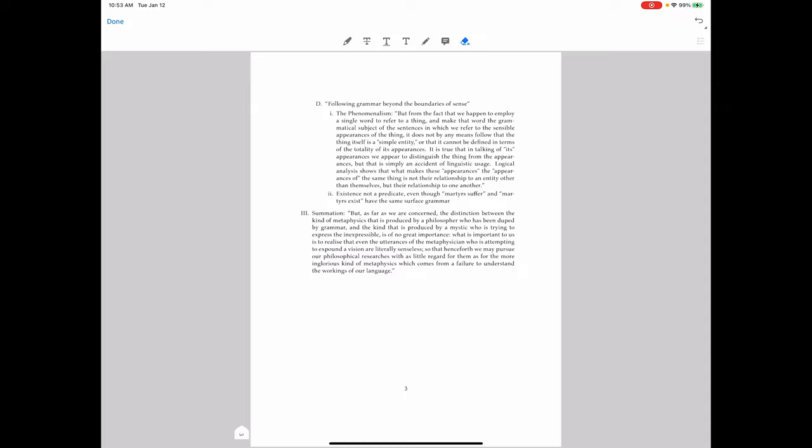So he's talking about things like simple material object statements, the tree in my front yard. The fact that we have such a singular term and say all sorts of things about the tree in my front yard doesn't by itself show that we can't define the tree in terms of the totality of its appearances. So think here of George Berkeley. "A material object, a physical object, is just a collection of sensations or appearances of the thing. It's true that in talking of its appearances, we appear to distinguish the thing from the appearances, but that is simply an accident of linguistic usage. Logical analysis shows that what makes these appearances the appearances of the same thing is not their relationship to an entity other than themselves, but their relationship to one another."